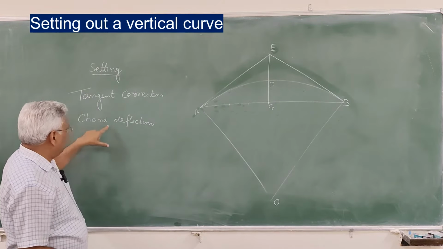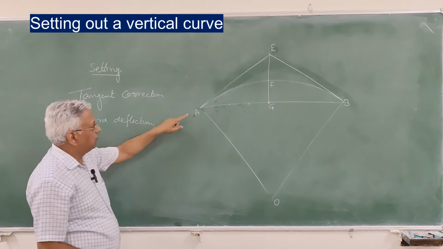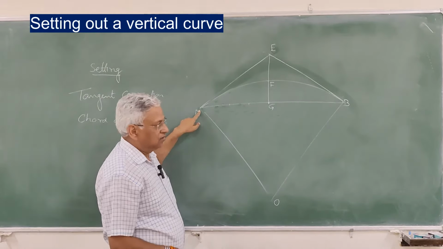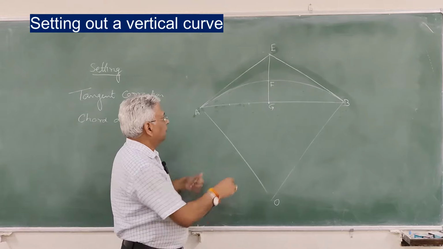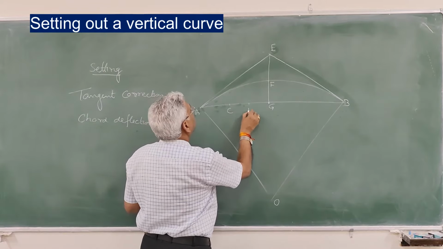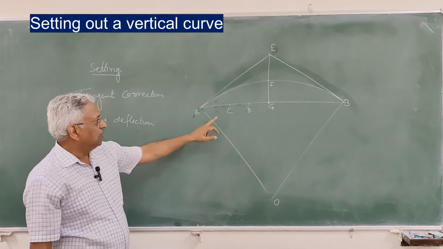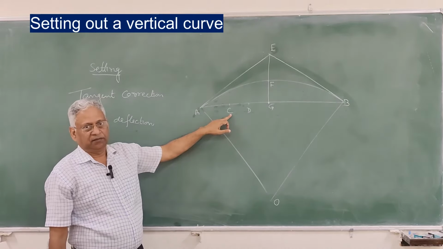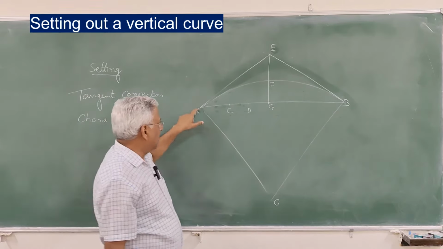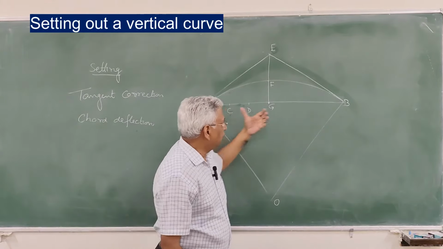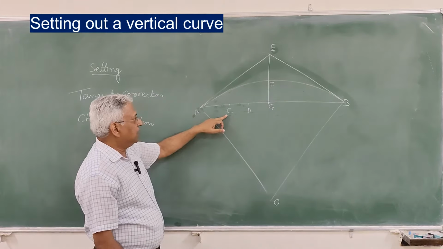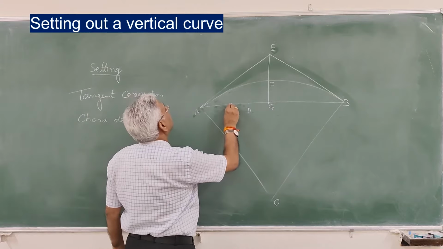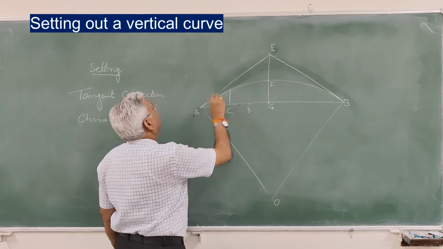Now in the chord deflection method, what we do, you find the RL of this point, you find RL of this point, and then find out RL of, let us say this is point C, this is point D. You find out what is the RL of this point, because you know the RL of A, RL of B, so it will be uniform, increase or decrease in the RL, and then you find out what is this chord deflection.